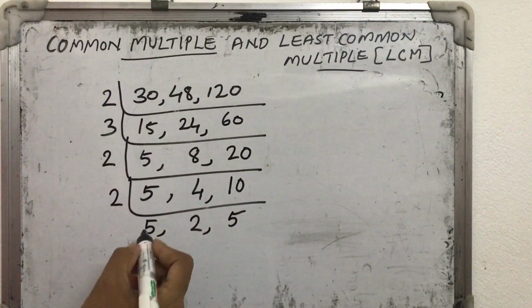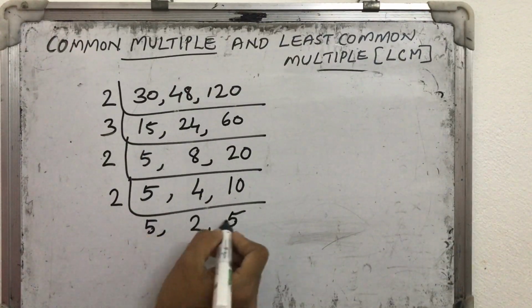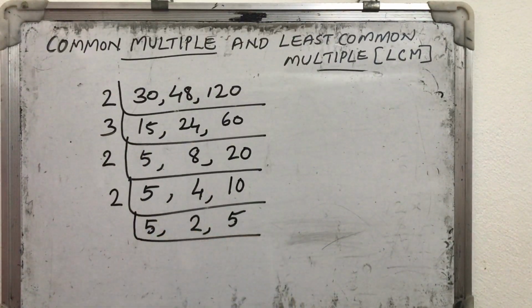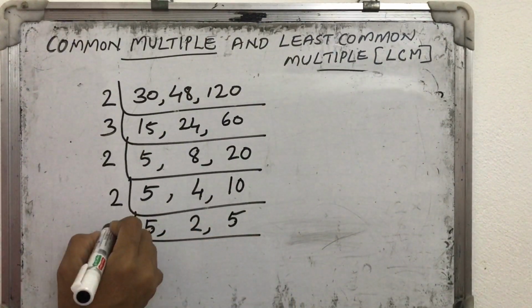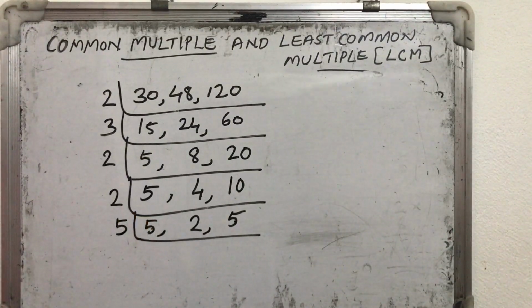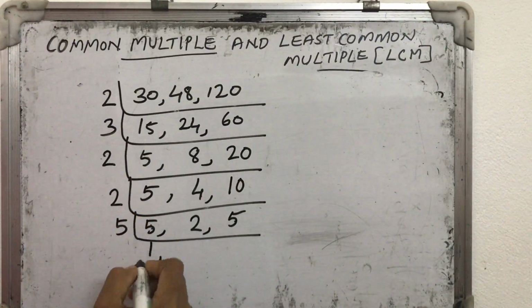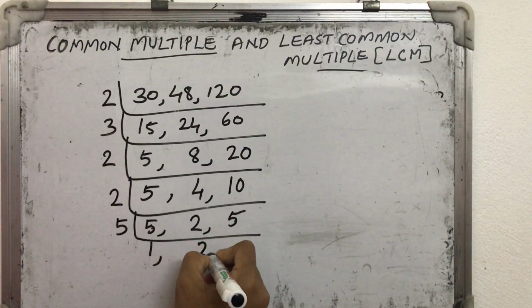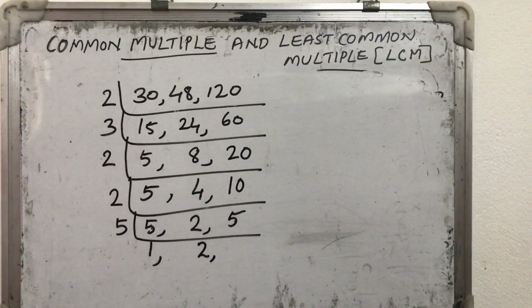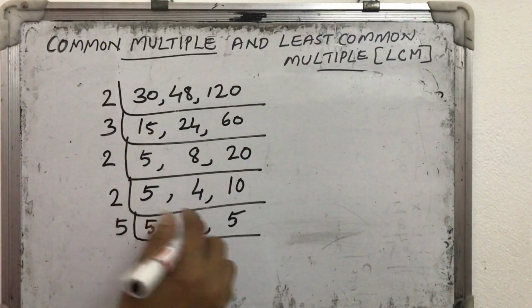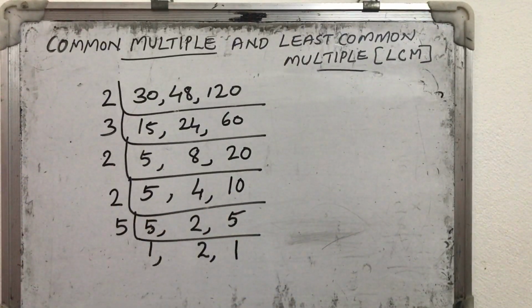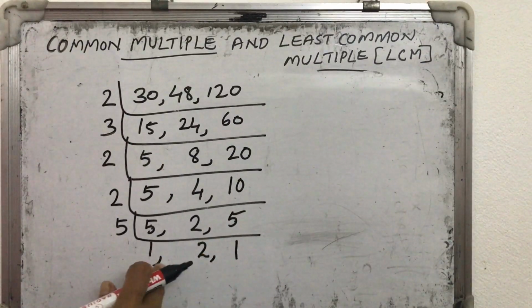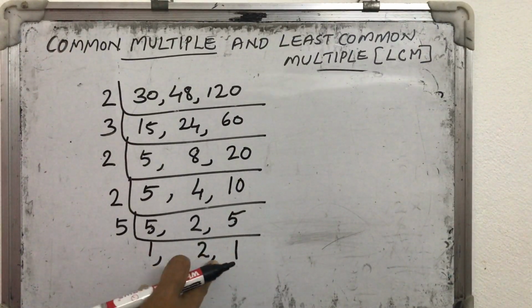Now you look here, these 2 numbers we can divide by another prime number, 5. 5 divided by 5, 1. But 2 is not divisible by 5, so we will bring down that 2. Next 5 divided by 5, 1. Now last we got a prime number and only one prime number.